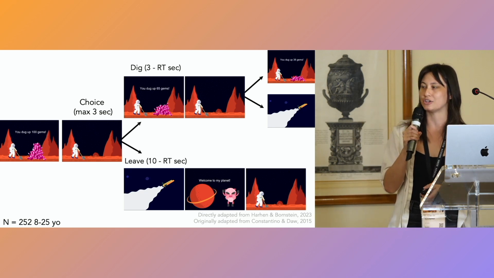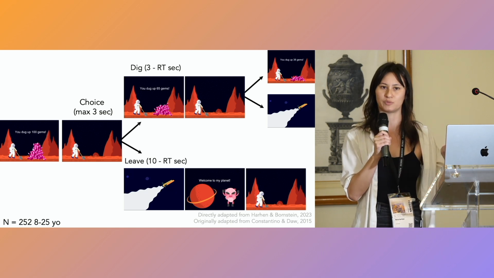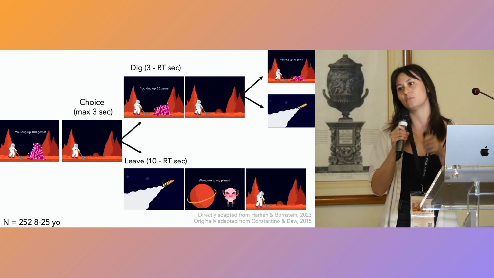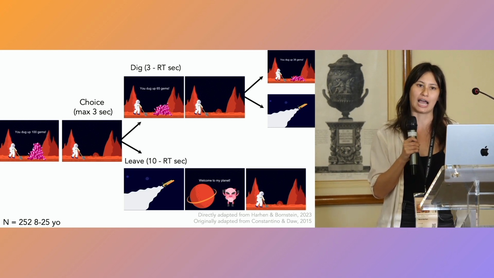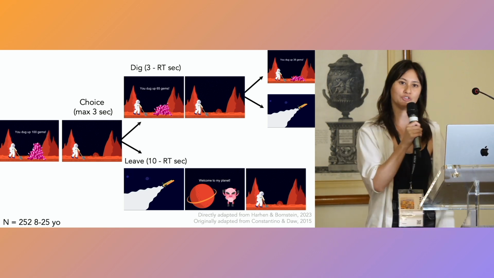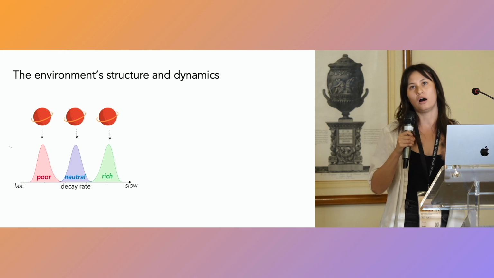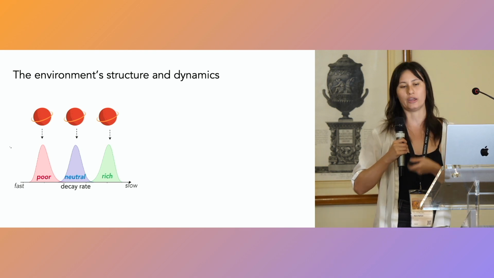So in this task, you're a space explorer who's visiting these different planets to mine for space gems. The gem mines on these planets will deplete the more you dig from them. So you have to decide when's the right time to leave a planet, incurring a time cost to travel to a new planet with a replenished mine. So while all planets depleted the more you mine from them, they did so at varying rates.